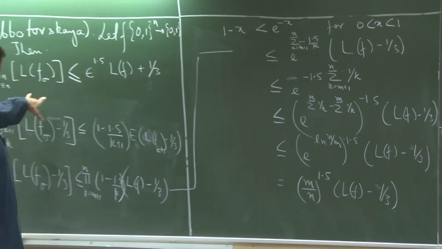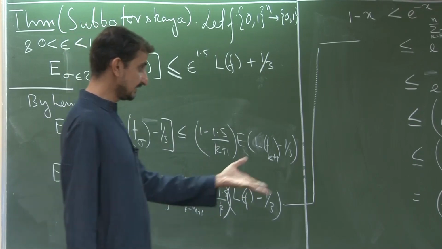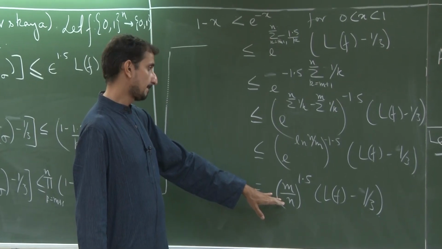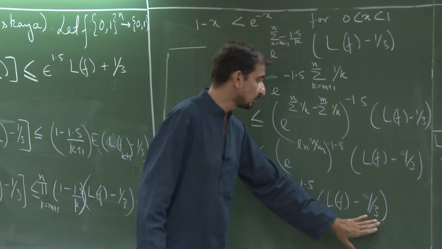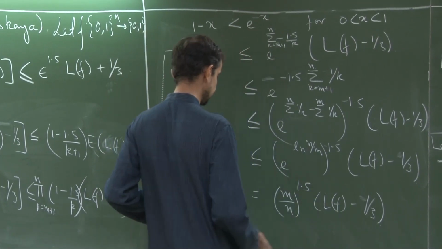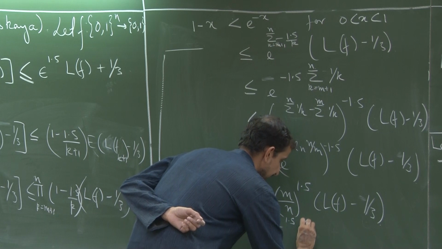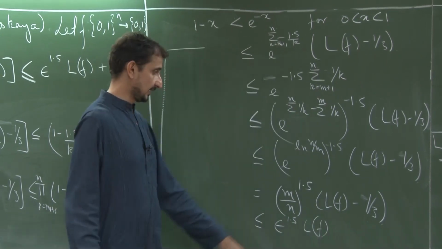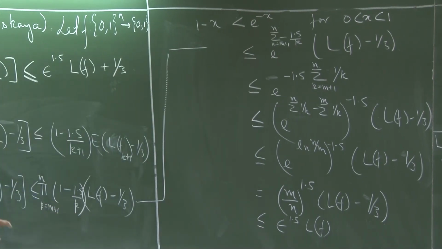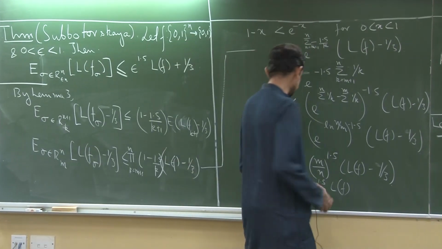So, we are not quite done, because here I have a minus 1/3 term and I want to take that outside. This 1/3 term I can drop, because I just need an upper bound over here and this is only reducing. So, this is less than or equal to epsilon to the power 1.5 into L of f. Okay. So, L of f minus 1/3 is smaller than L of f, and now this 1/3 I can take outside the expectation.